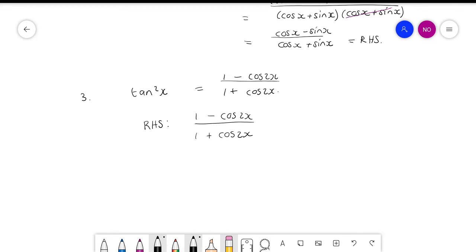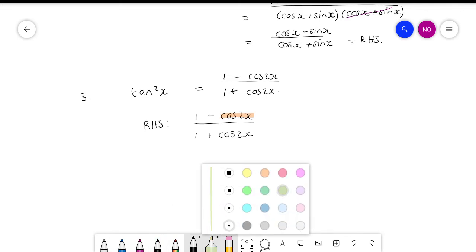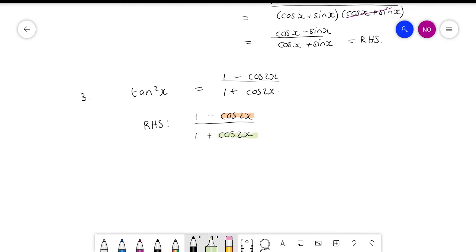Okay. Nou, sien julle ons het daar een wat ons moet uitbrei en ons het daar een wat ons moet uitbrei. Now the best thing you can do for yourself is think, what are you working towards? Do you agree on the left hand side you want sine squared x over cos squared x? Stem julle saam? Nee? Want dit is gelyk aan tan kwadraat x.